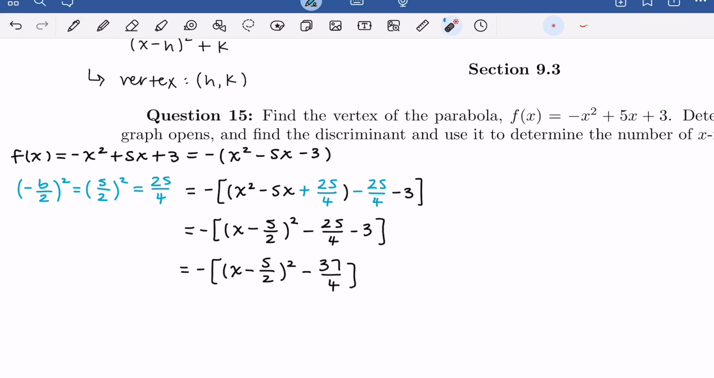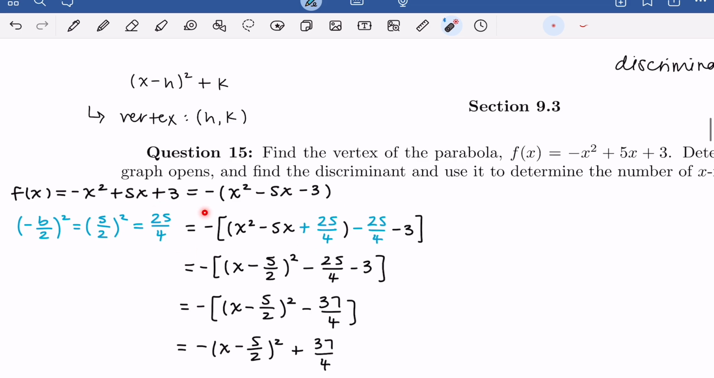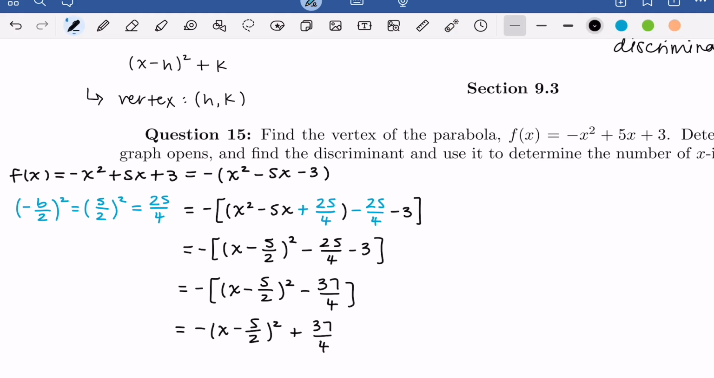And then lastly, our last step to simplify this is we're going to distribute this negative to both terms in our parentheses here. So we're going to have minus x minus 5 over 2 squared, and then plus 37 over 4. So notice what we did was we completed the square on our original function here to transform it into this here. Now that we have our equation in this form, we can easily see what our vertex is going to be.